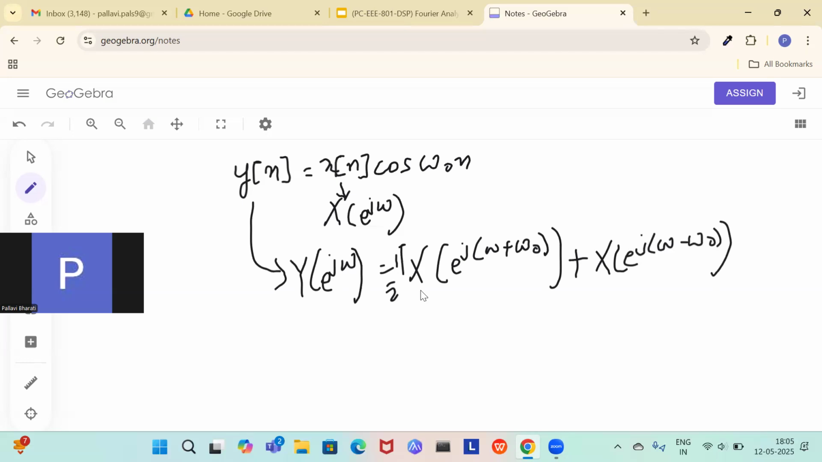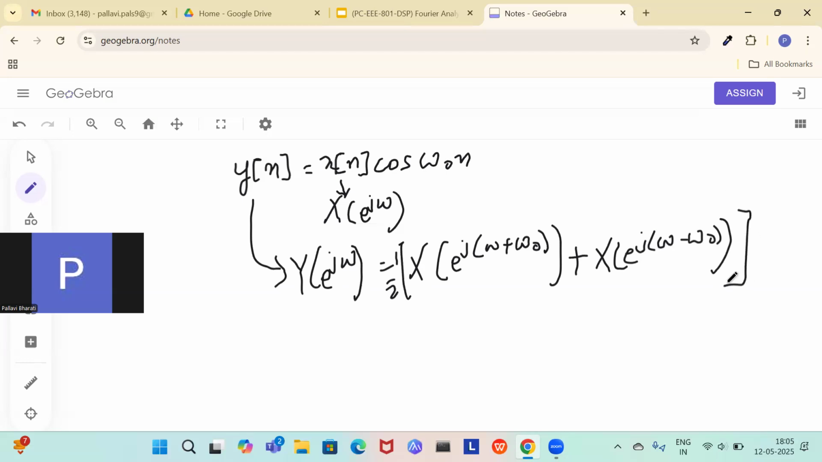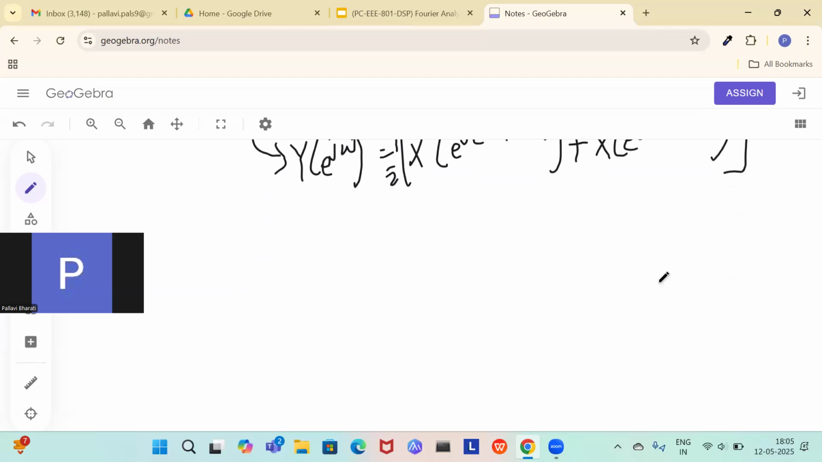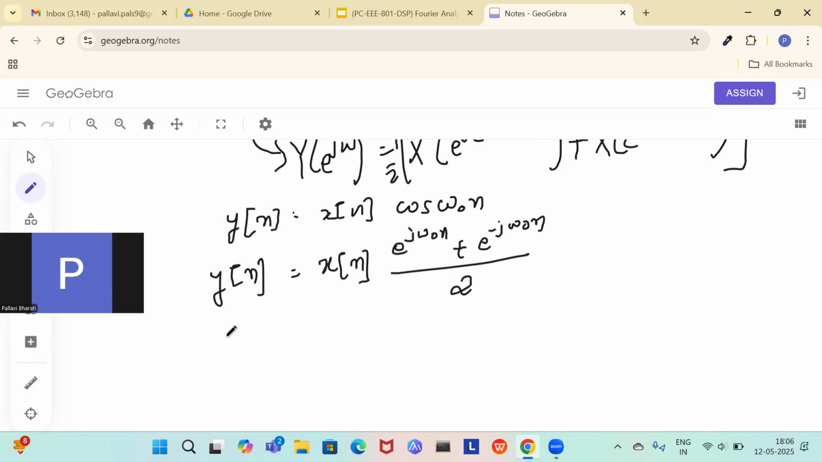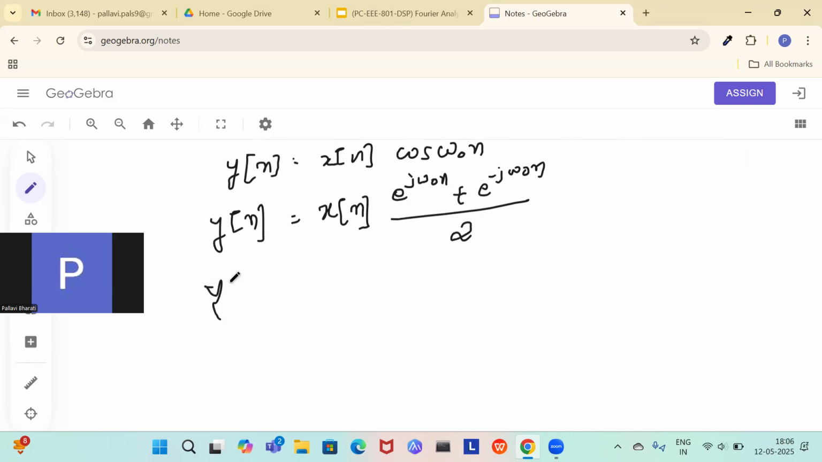Why does this happen? Because you can write cos omega naught n as, see, now we will do it on both the sides simultaneously. It will be much easier to see. y of n is equal to x of n cos omega naught n. So you can write this cos omega naught n as e to the power j omega naught n plus e to the power minus j omega naught n divided by 2. And this is x of n. This is y of n. Now if you take the DTFT on both the sides, then this is going to become y of e to the power j omega. Take half outside.